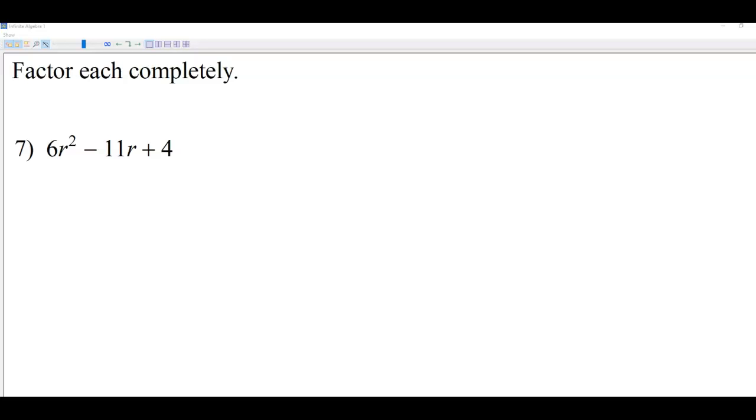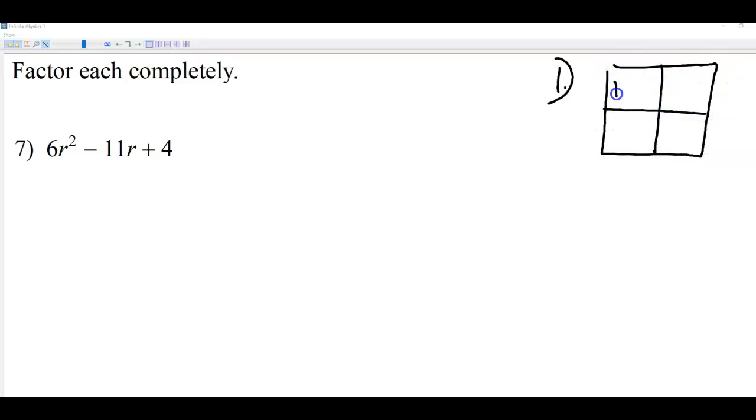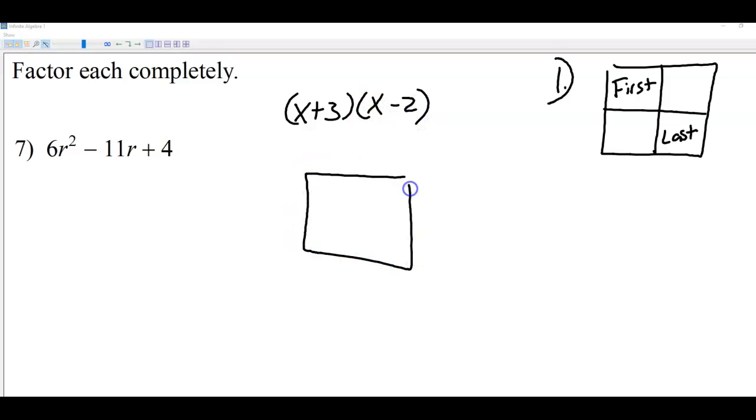Step one, once again, I would encourage you to write down these steps, is you're going to draw a box where you put the first term here, and you're going to put the last term here. Now remember, this might be helpful if you guys remember this. You don't have to write this, just pay attention though for a second. If I have x plus 3 times x minus 2, I would use the box method for this, right?